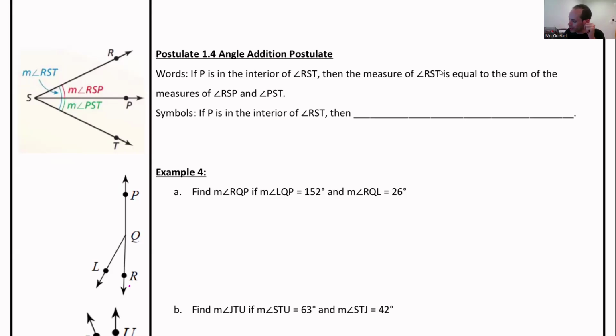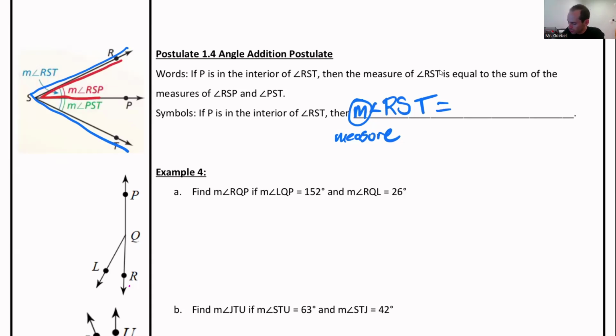I'm going to name the angles we're looking at here. The biggest angle, the whole thing, is angle RST. So I'm going to say the measure of angle RST. By the way, this little m stands for measure. So it's like how many degrees is RST? 40 degrees, 50 degrees, 60 degrees? However many degrees it is, we can break it down into two smaller angles.